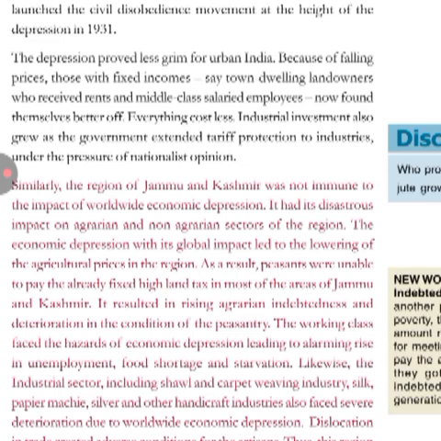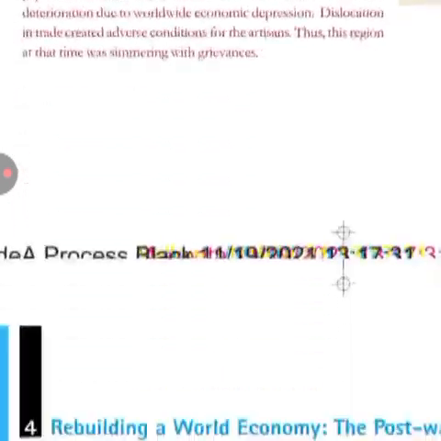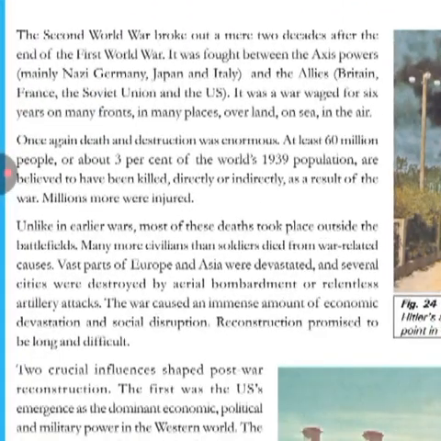The Second World War broke out two decades after the end of the First World War. So, one generation of people have seen the First World War, the Great Depression, and the Second World War. The death and destruction was enormous when compared to the First World War.